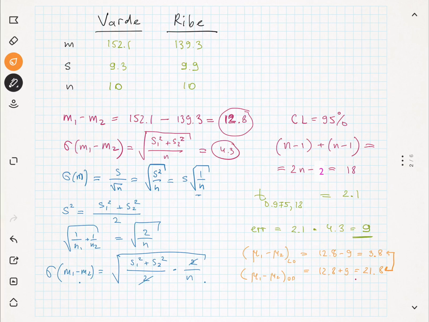And then I recommend you try to calculate the confidence interval for 99% confidence. It means that you need to change only the t value and find out if it still shows a difference, or in this case, it will cross 0.